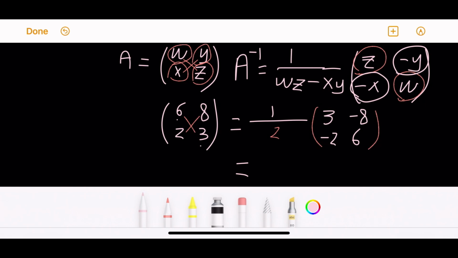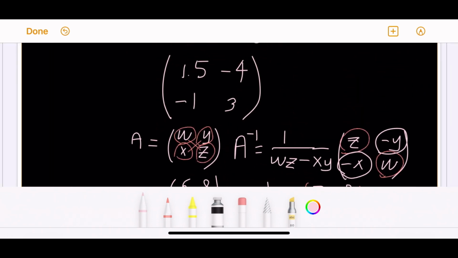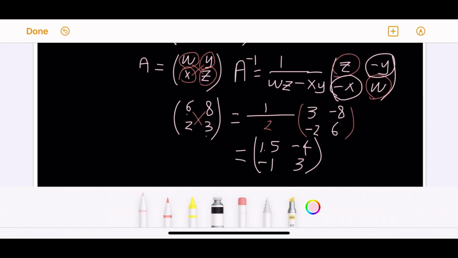A half multiplied by 3 would be 1.5. And then a half multiplied by negative 8 will get negative 4. A half multiplied by negative 2, we will get negative 1. A half multiplied by 6, we get 3. And that's our final answer, and this is exactly the same as we found with the simultaneous equation method.